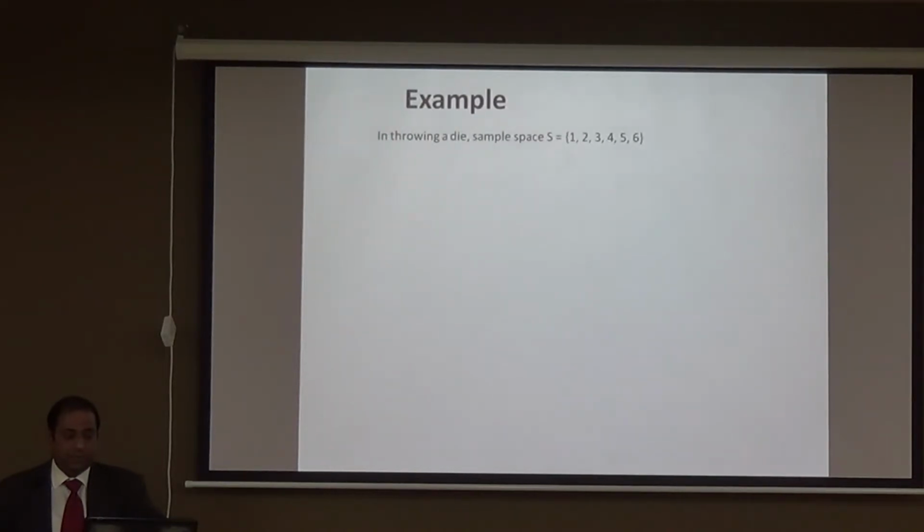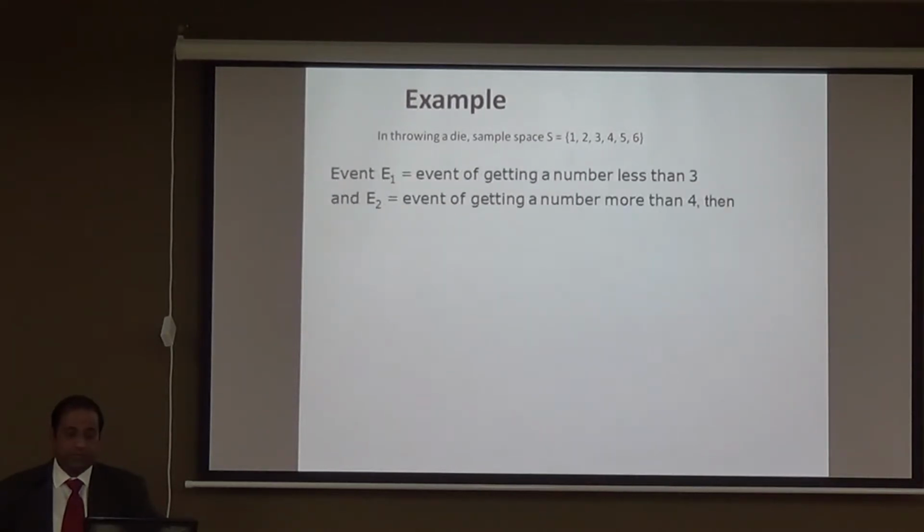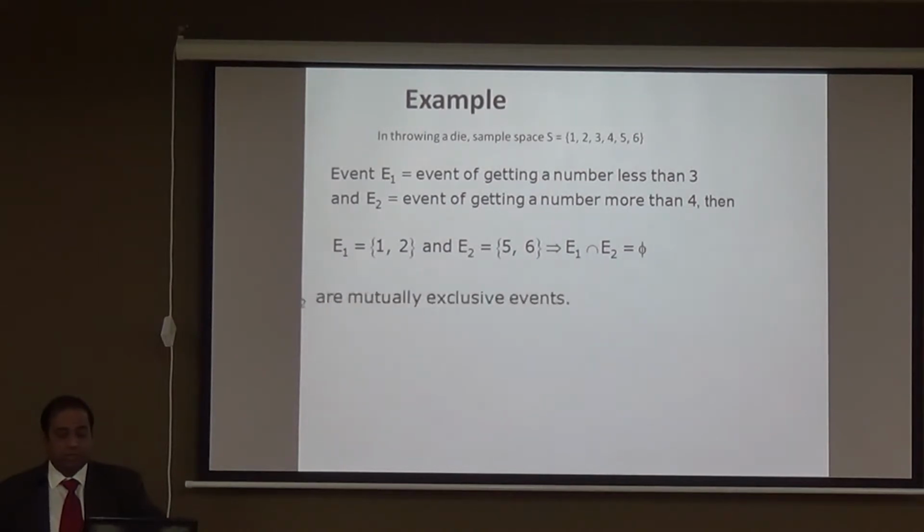For example, in a throw of a die, the sample space is 1, 2, 3, 4, 5 and 6. If we consider event E1 of getting a number less than 3, and E2 the event of getting a number more than 4, then E1 equals {1, 2} and E2 equals {5, 6}, which implies E1 intersection E2 is a null set. So they are known as mutually exclusive events.